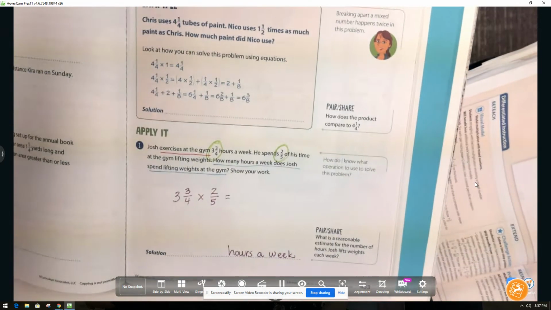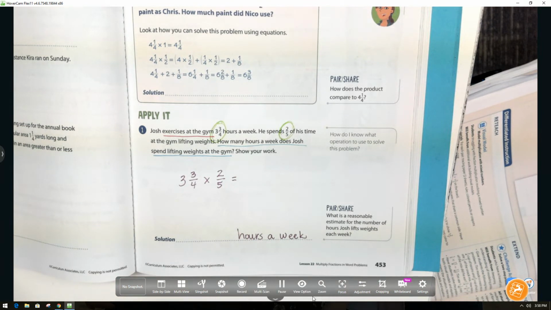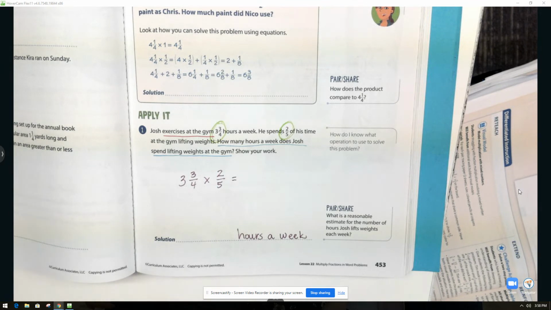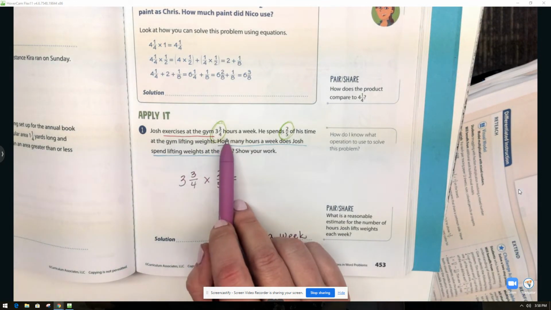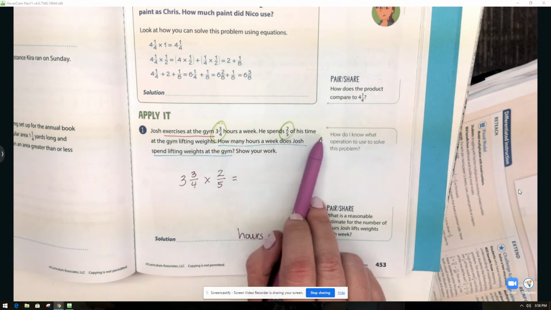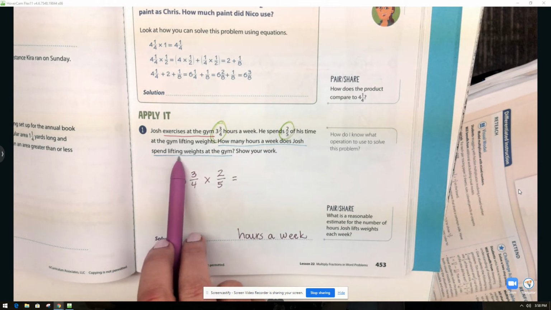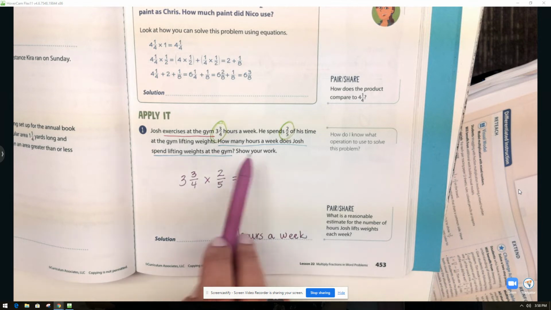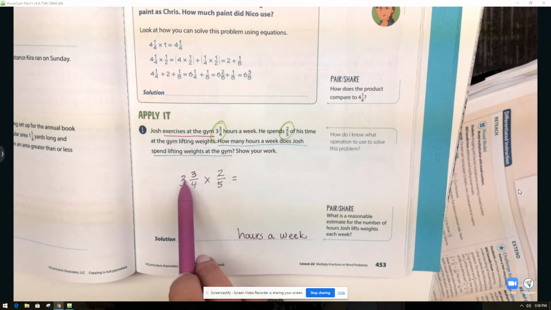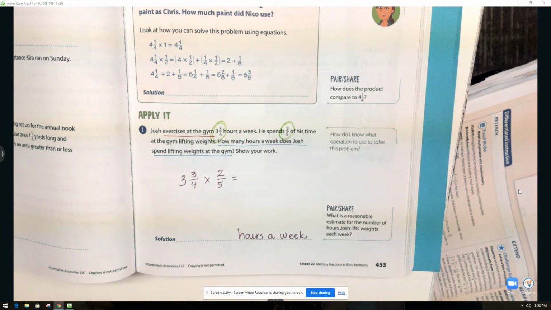All right, we are on page 453. And on page 453, we're looking at the first problem. The first problem says this. Josh exercises at the gym 3 3/4 hours a week. He spends two-fifths of his time at the gym lifting weights. How many hours a week does Josh spend lifting weights at the gym? Show your work. So we know this is the total amount of time he spends at the gym, and he spends two-fifths of this time lifting weights. So we're going to go ahead and just multiply those two fractions.